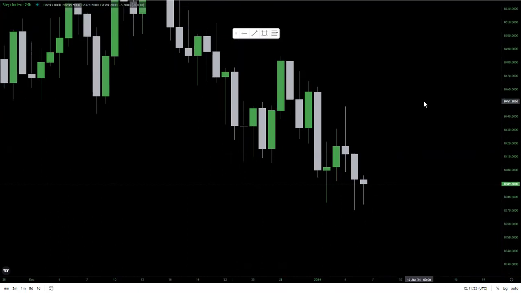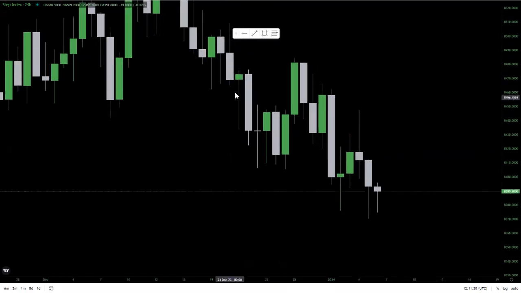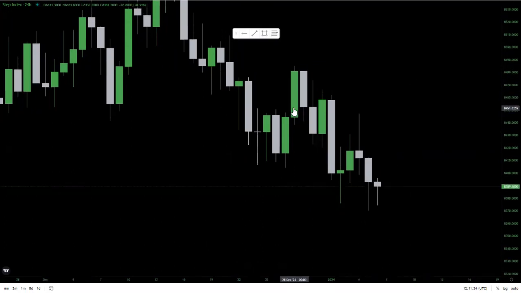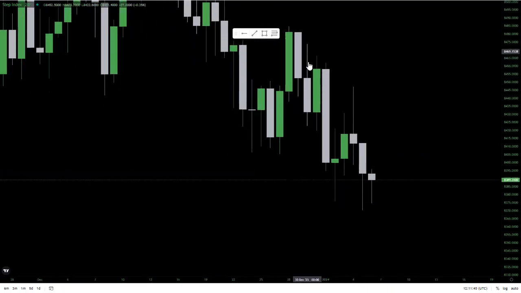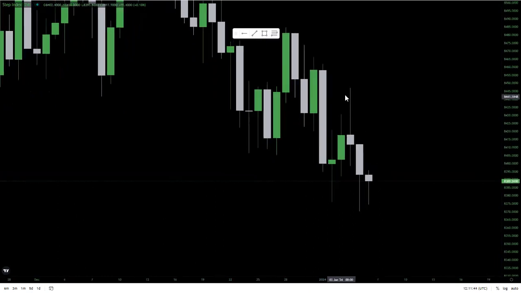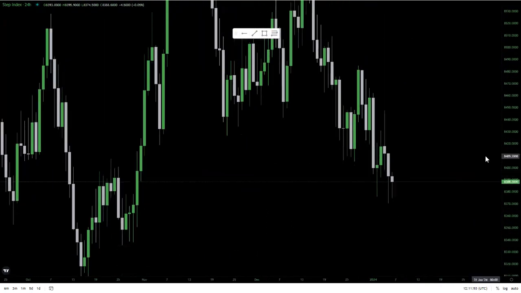So the first thing that I do, I want to understand where the higher time frame is going, right? The higher time frame, talking about the daily, the weekly, the monthly, right? Unfortunately, TradingView only shows us the daily, so we can't see the weekly or the monthly. But on the weekly, the order flow is still bearish, right? So that's why for this week I was anticipating Step Index to push to the downside. But looking at the daily, this is what we had.